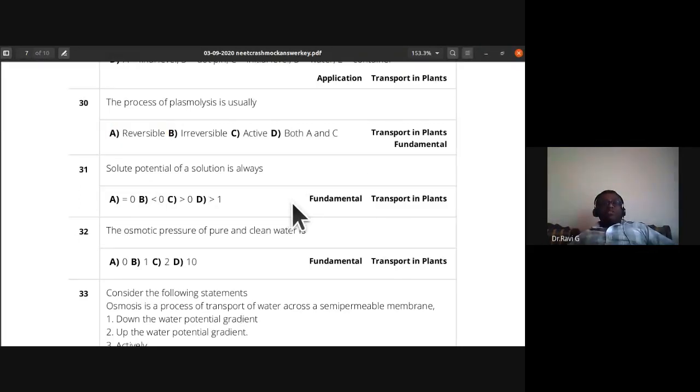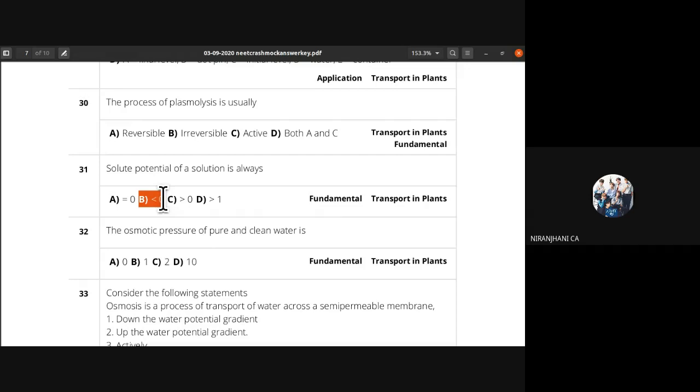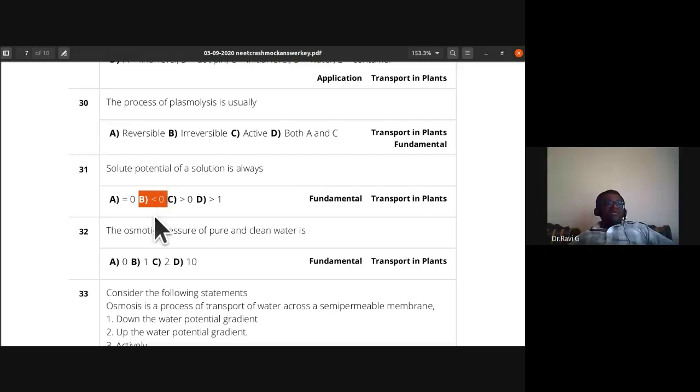See, solute potential of a solution is always equals to 0, less than 0, greater than 0, greater than 1. See, solute potential of a solution is a negative value. So it would be lesser than 0. See, solute potential of a solution is always negative values. Pressure potential is positive. Solute potential is negative values. So B is less than 0. So 31st, B is the answer. Less than 0 is the answer.